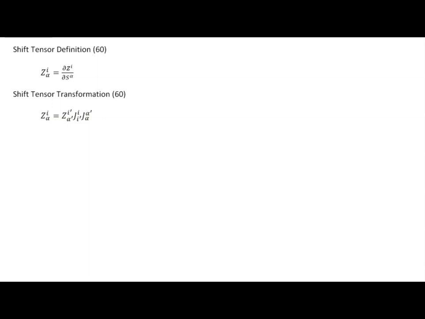Okay, the next thing we did was to show that we can simultaneously lower the ambient index and raise the surface index to invert the form of the shift tensor. So we lower the ambient index by including this factor, we raise the surface index by including this factor, and these two operations together will invert the relationship of our shift tensor.